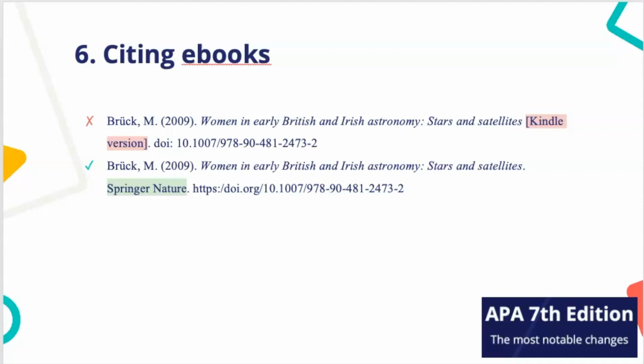Citing ebooks. Earlier we were writing where we got it from or what the version is, but we don't have to write the version now. For ebooks, the format of the platform or device is no longer needed. The publisher is included in the reference. The DOI is formatted according to the new 7th edition guideline, that is, the full URL of the DOI.